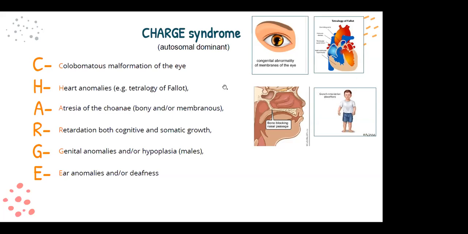An example of heart anomaly is tetralogy of Fallot, which is overriding of the aorta, pulmonary stenosis, ventricular septal defect, and right ventricular hypertrophy. And R is retardation of both cognitive and somatic growth. And G is genital anomalies or hypoplasia in males. And the last one, E, stands for ear anomalies or deafness.